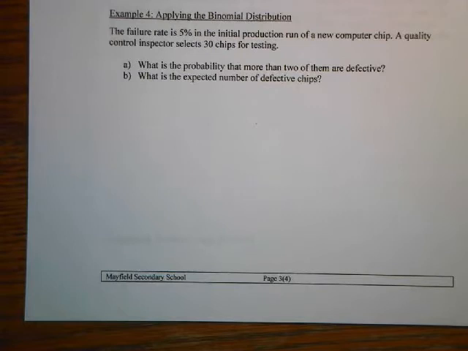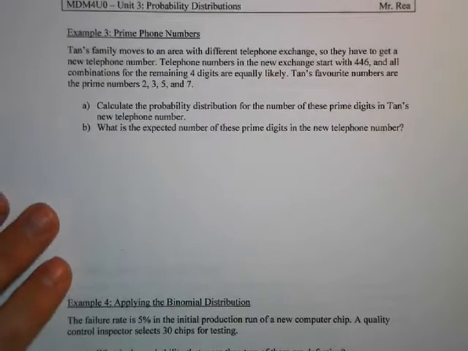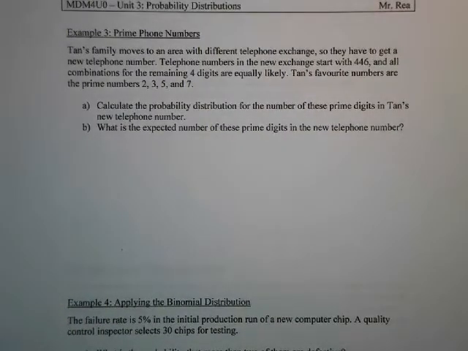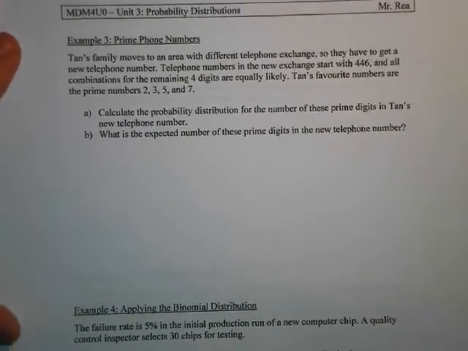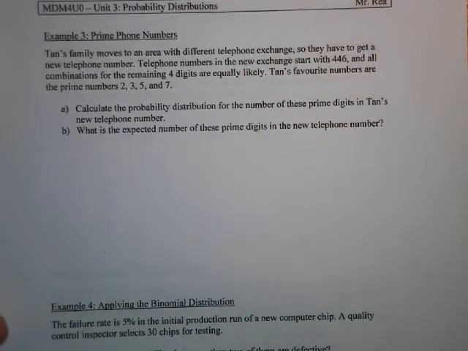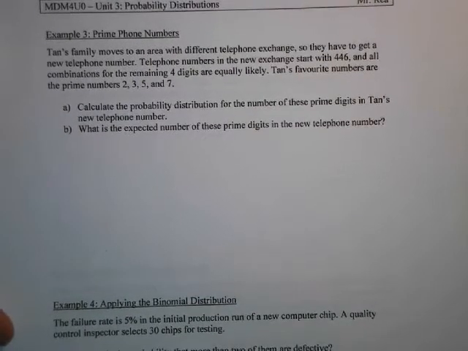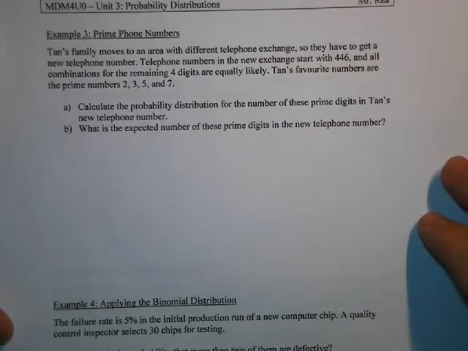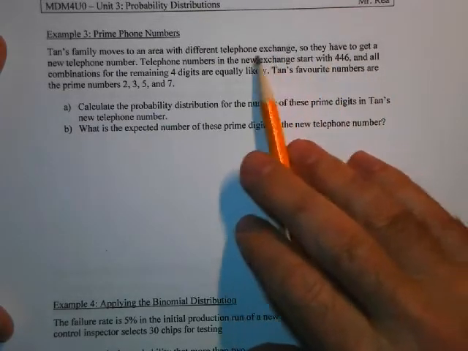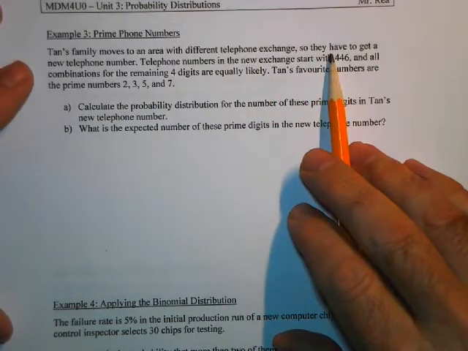All right, so let's move on to our next example, and we're still in the prime numbers, every mathematician's favorite subject. So a slightly different application of it this time. Tan's family moves to an area with a different telephone exchange. A telephone exchange is basically after the area code, say it's 905, the next 3 numbers would be your exchange. So they're moving, they're going to have a different exchange, have to get a new telephone number.